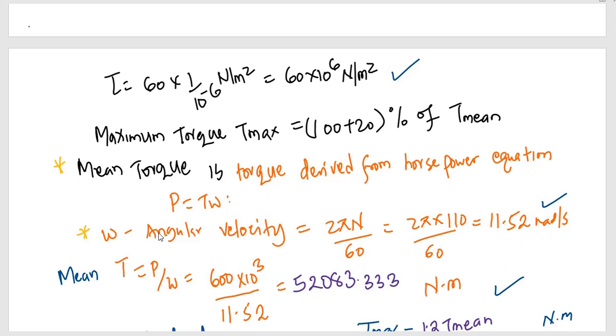What about mean torque? From this equation, we can define T mean as power divided by omega, just by making it the subject of the formula. We have the value for power and the value for omega. When we substitute 600 kilowatts divided by 11.5 radians per second, it gives us 52,083.333 Newton meter.